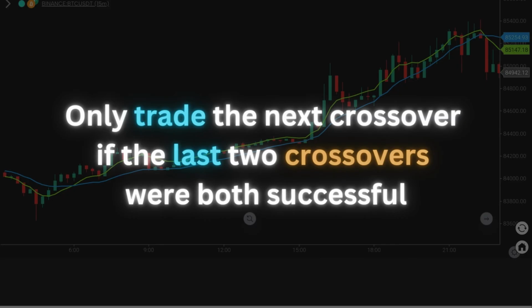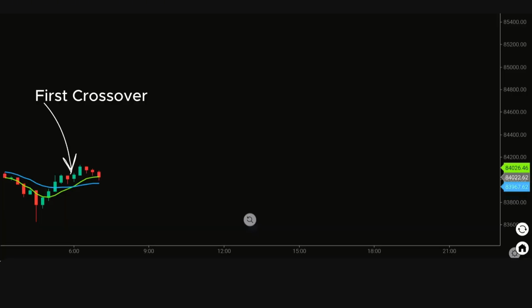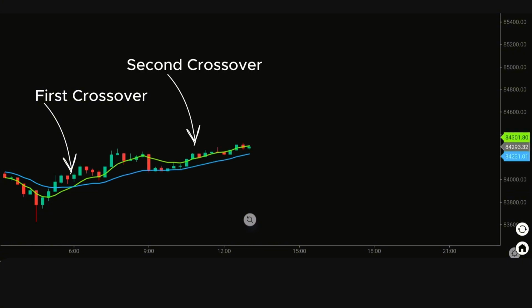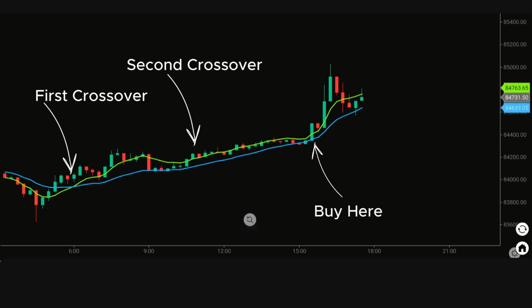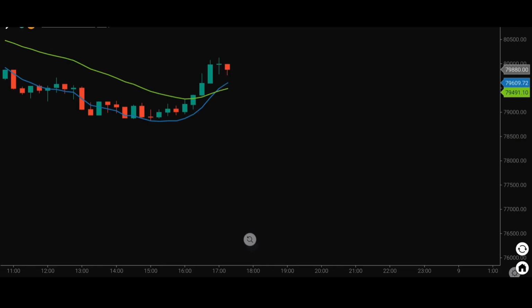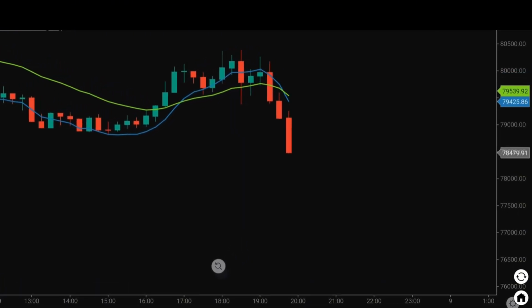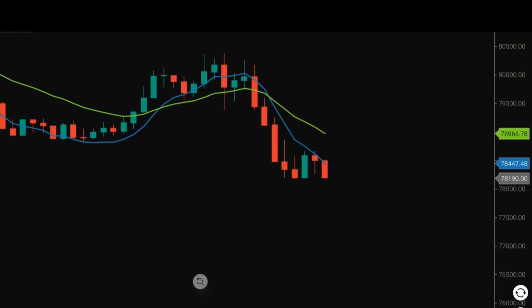Let me explain. Look back at the two most recent crossover signals. Did price actually follow through in the same direction after the cross? If both were profitable moves, you can trade the next signal with confidence. But if even one failed, skip the trade. This one filter will protect you from most bad setups.